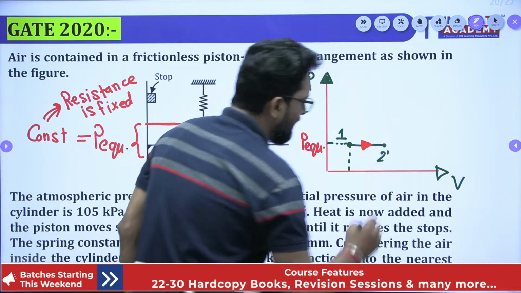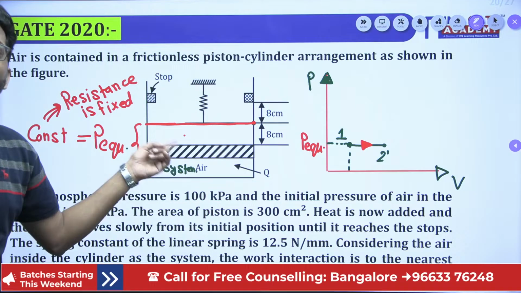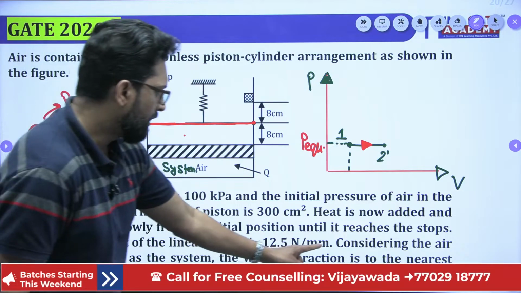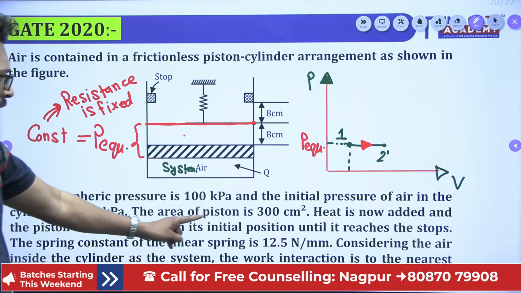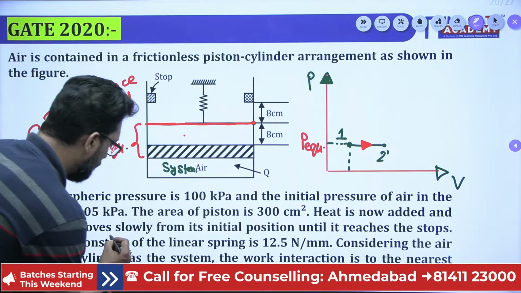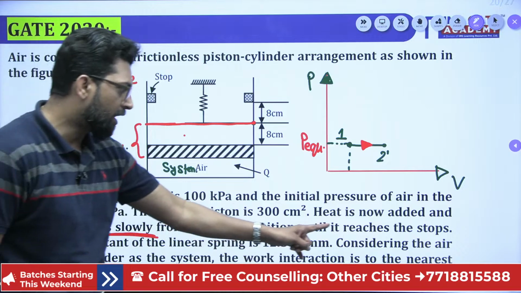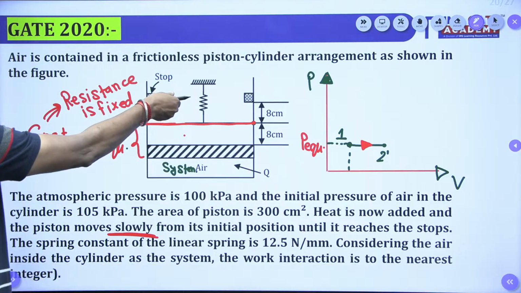Now in general, this is the linear spring. For the linear spring, see here, it is given that considering the air inside the cylinder as a system, heat is now added and the piston is moved very slowly. That means a quasi-static process, from the initial position until it reaches the stops. That means we have to finally go to the stops.